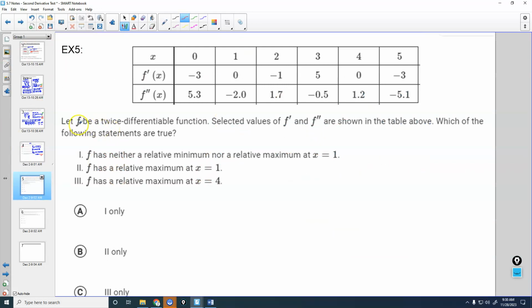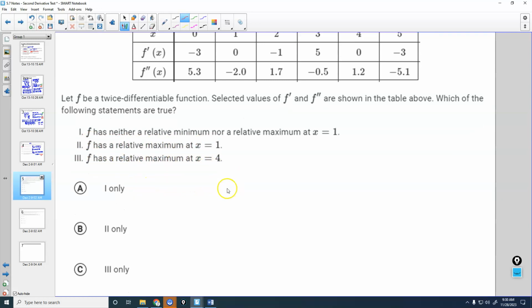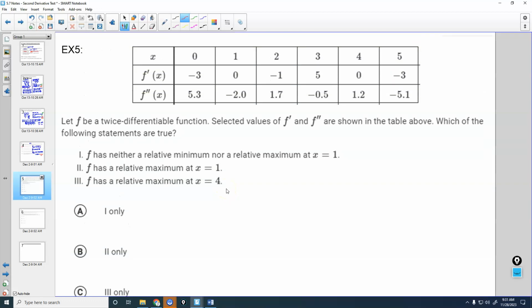So, let f be a twice differentiable function. Selected values of f prime and f are shown in the table above. Which of the following statements are true? 1 is f has neither a relative minimum nor a relative maximum at x equals 1. 2 is f has a relative maximum at x equals 1. 3 is f has a relative maximum at x equals 4. So 1 and 4 are what we care about, right?